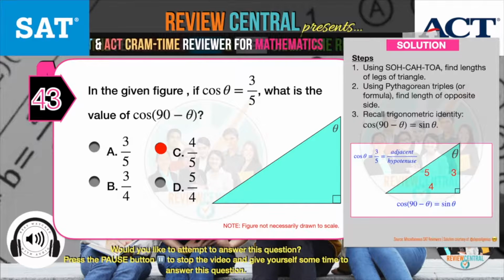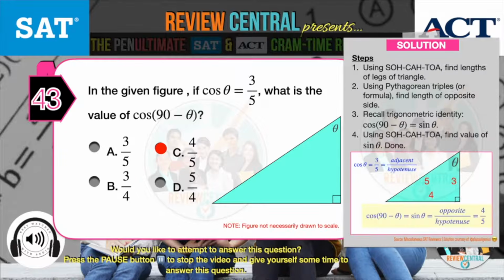From our trigonometric identities, we recall that cosine 90 minus theta is actually simply equal to sine theta. Again, with the lengths of the 3 sides of our triangle already known, and using SOHCAHTOA, we can simply find the value of sine theta to be 4 over 5, that is, opposite over hypotenuse.